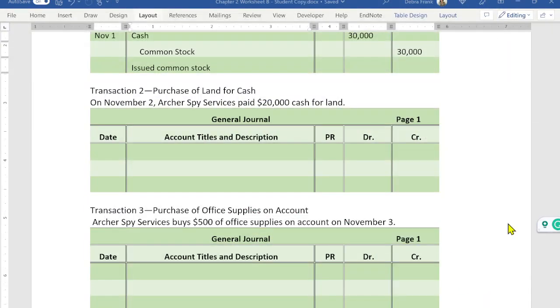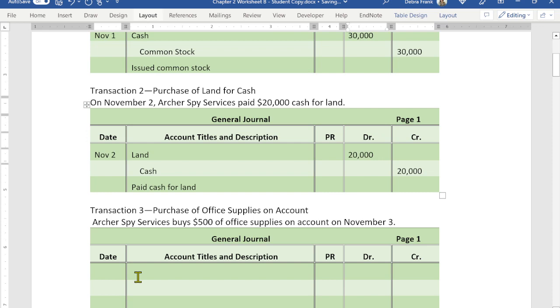So let's go ahead and write that out. Perfect. And we could say something like we paid cash for land, purchased land with cash, something like that. So let's just do this. So that's our description. All right, let's go to the next one.